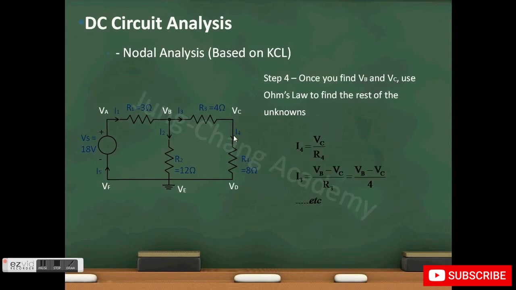For example, I4 is just VC minus 0 volt divided by R4. Since we already solved VC, we know what I4 is. Similarly, I3 is VB minus VC divided by R3, and we already know VB and VC, so we know what I3 is. So we can solve all the unknowns. For the first time, I would recommend you to go through this example yourself and try to solve the system of equations by hand. This should give you a pretty good understanding of how to use nodal analysis.